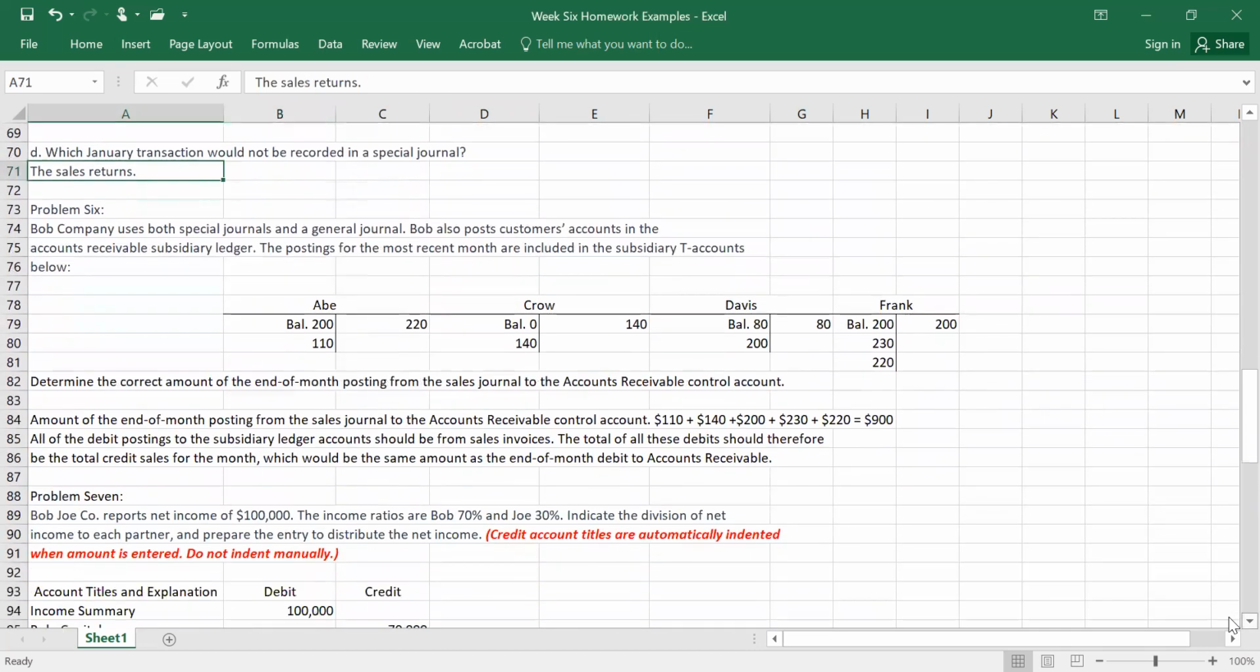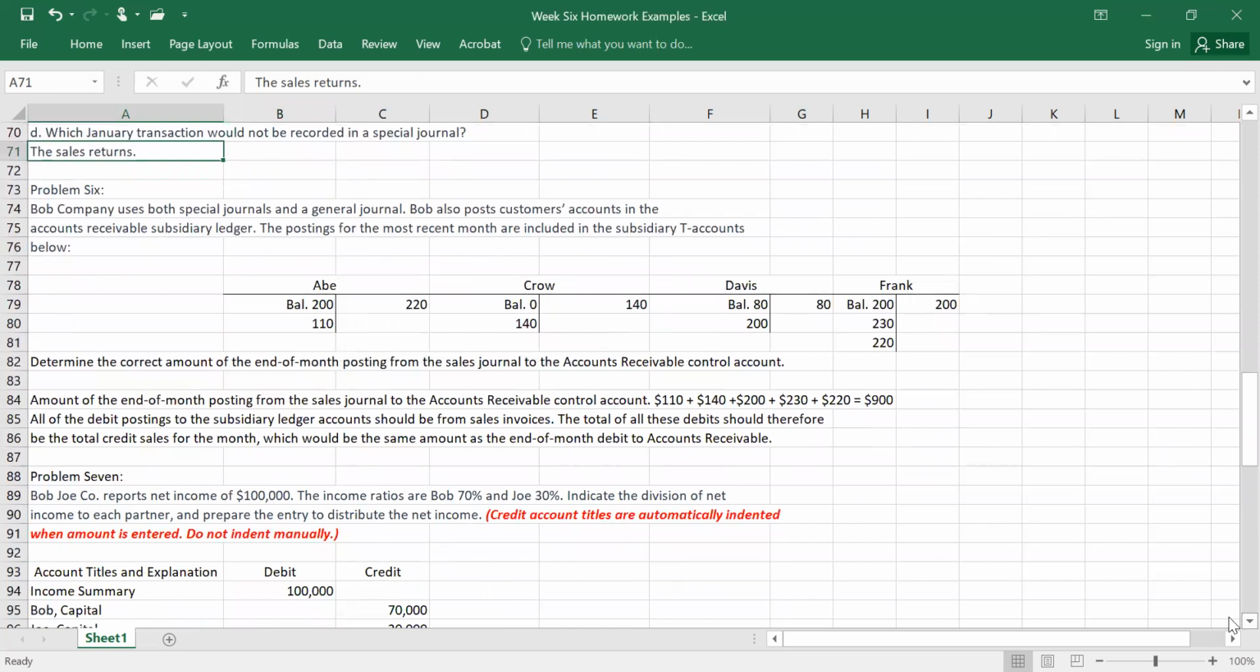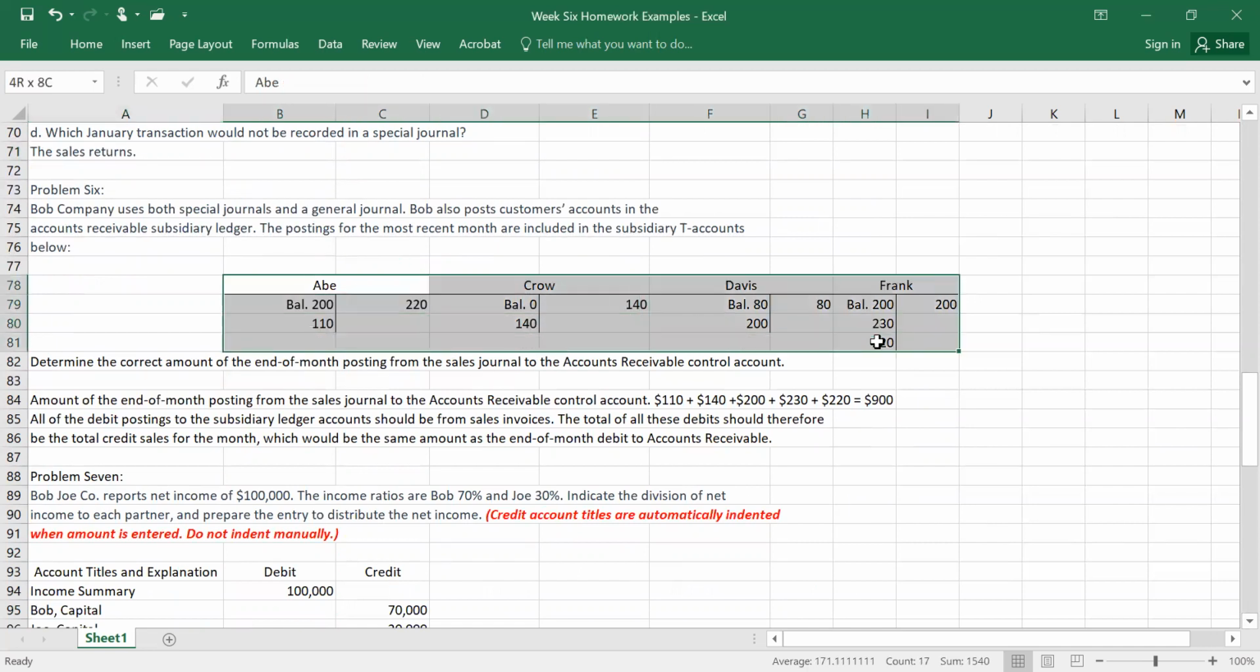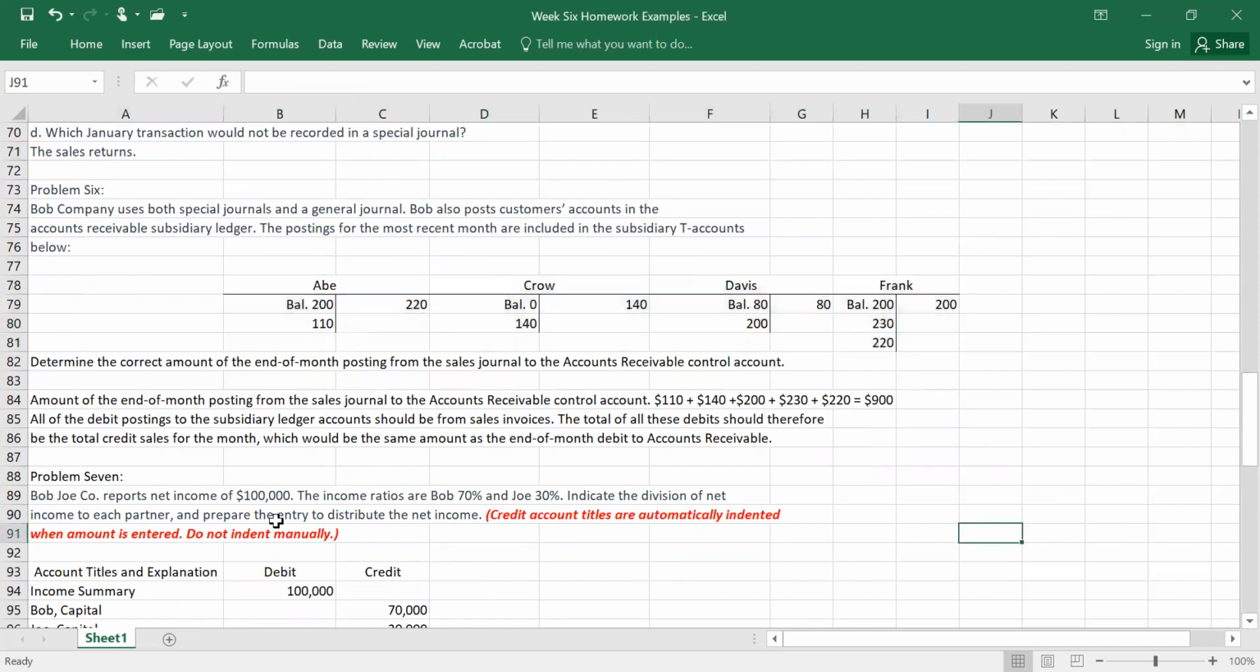Problem 6. Bob uses both special journals and a general journal. Bob also posts customers' accounts in the accounts receivable subsidiary ledger. The postings for the most recent month are included in the subsidiary T accounts below. And these are our balances and our other information, right? Determine the correct amount of the end of month posting from the sales journal to the accounts receivable control account.